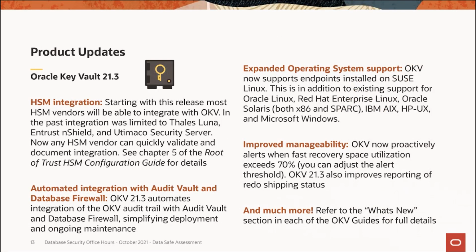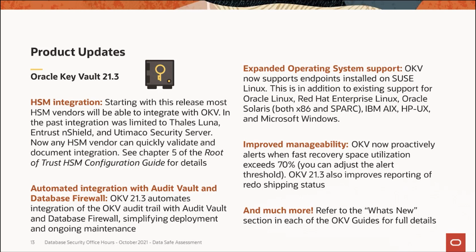We released Oracle Key Vault 21.3 this week. This update to Key Vault includes an improvement to hardware security module integration. Basically what we've done is we have created the ability for any HSM vendor that is PKCS 11 compliant to quickly certify their hardware security module with Key Vault and provide their customers a pre-validated configuration. Prior to this, we had a very limited group of HSMs that we covered, the Thales Luna, the old nCipher, now nShield, and the Utimaco servers.